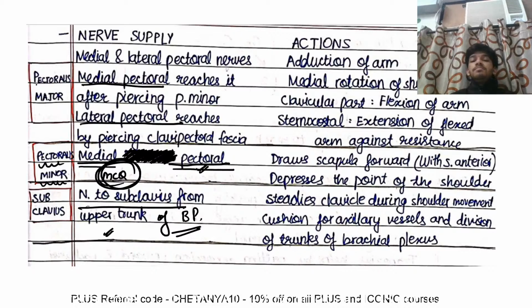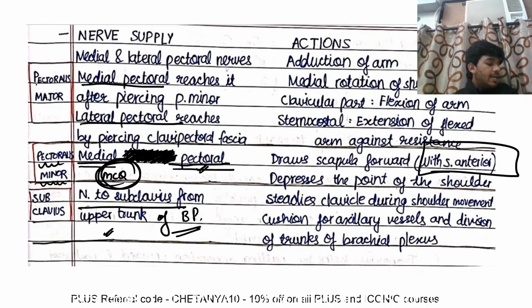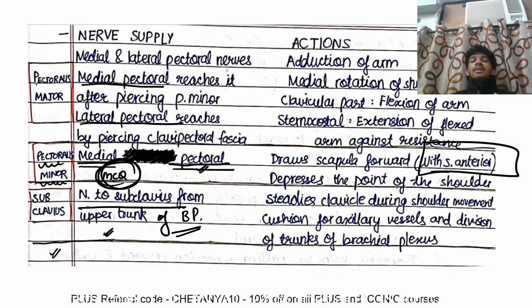So that's about this. P minor is responsible for bringing the scapula forward along with serratus anterior, and it depresses the point of the shoulder. It depresses this part of the shoulder, right? Subclavius is basically responsible for making the clavicle very steady, and it provides some cushioning for the axillary vessels because they pass around the clavicle and the first rib, right?